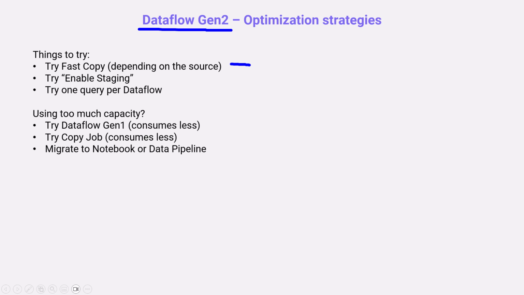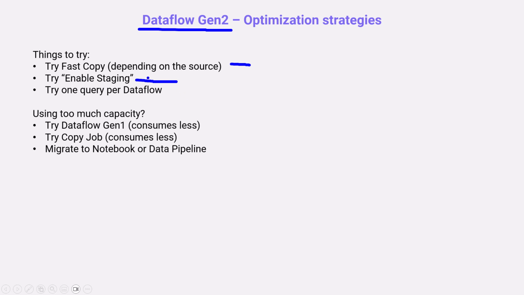Essentially what that's going to do is it's going to bring the data in using the infrastructure of the data pipeline copy data activity. So you're going to get similar performance to what you get from a data pipeline rather than the data flow. The other optimization strategy or tool or technique to be aware of is staging.